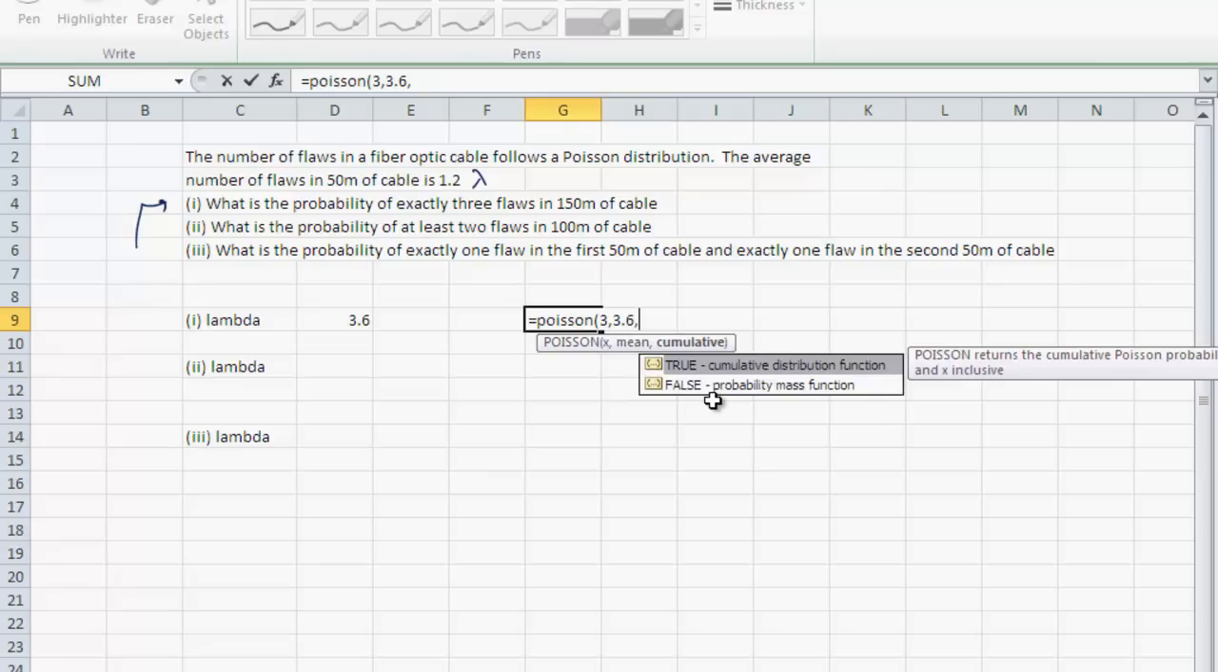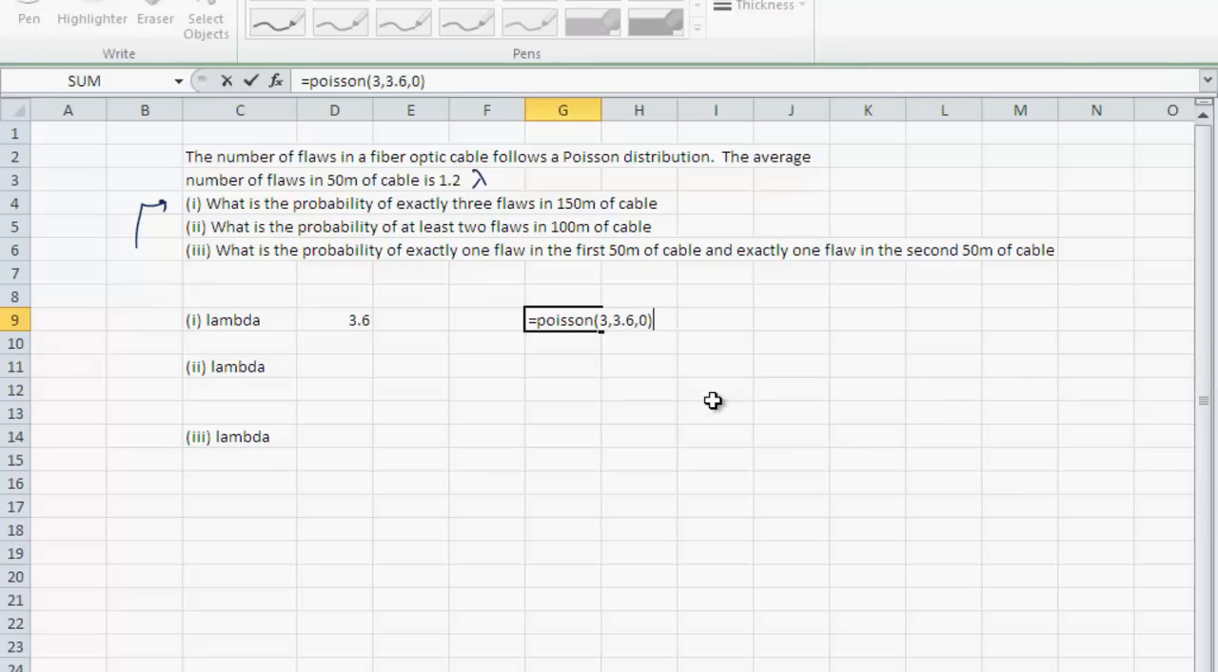And just like the binomial distribution, since I want the height of this one spike, x equal to 3, the likelihood of exactly 3 flaws, I am not computing a cumulative probability, but rather the probability of exactly one outcome. I would put a value 0 over here. So that probability is 0.21. So the likelihood of exactly 3 flaws in 150 meters of cable is 0.21.